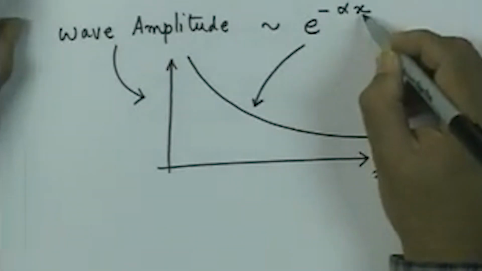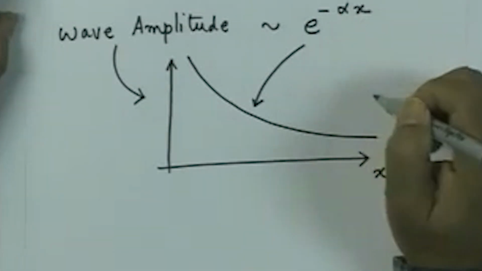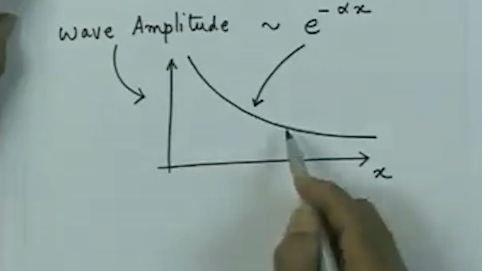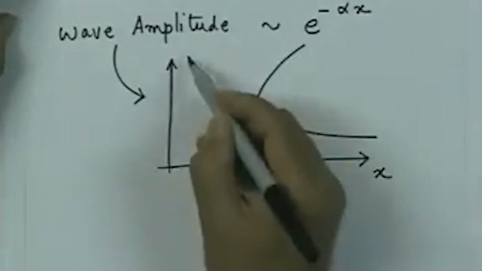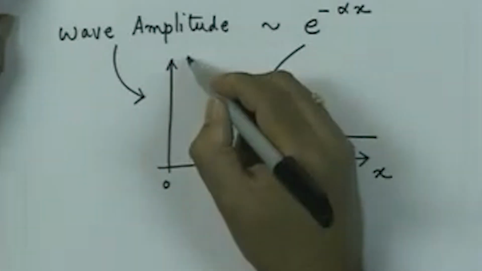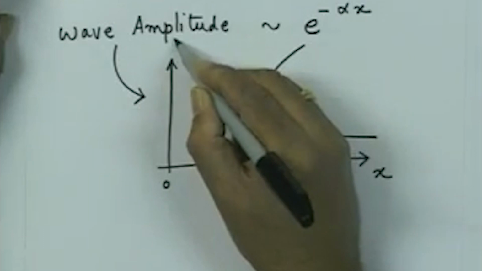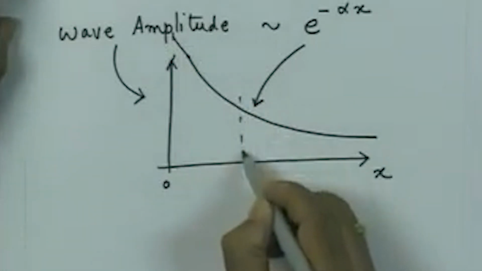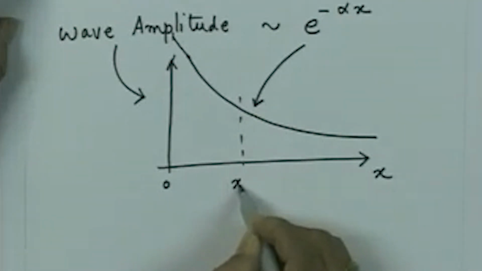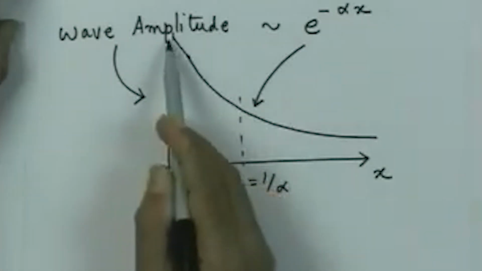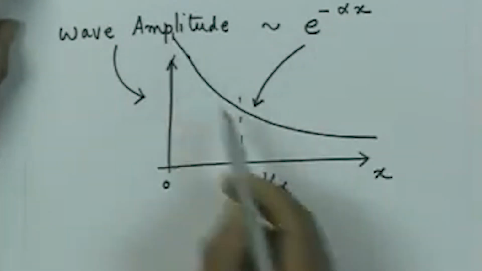So, if I travel a distance x equal to 1 upon alpha, then the wave amplitude would die down to 1 over e of its initial value. So, if I take this value as 0 and I have a certain wave amplitude at x equal to 0 here, over a distance of 1 over alpha, the wave amplitude would die to 1 over e of its initial value.